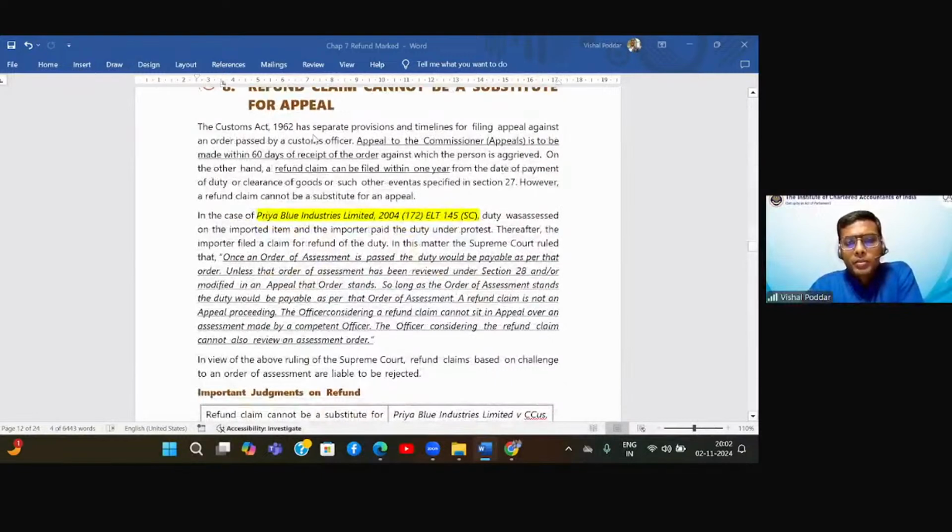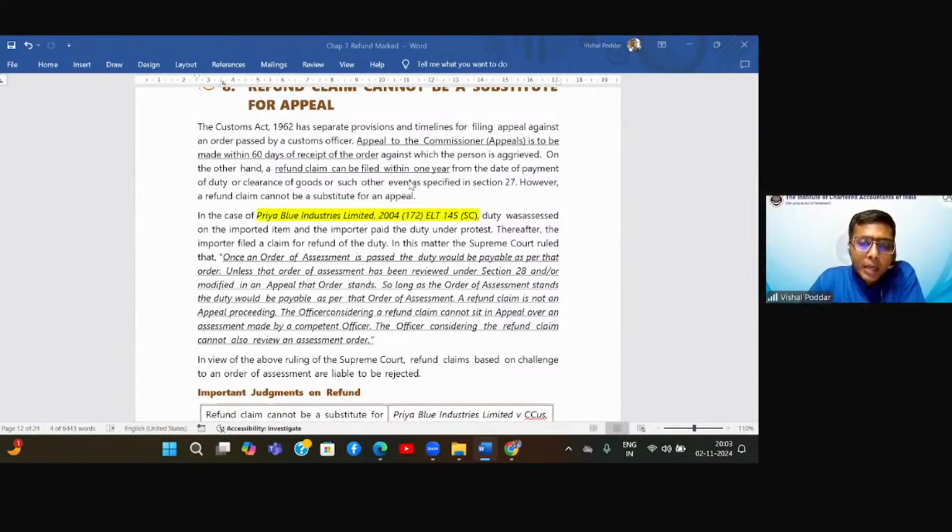The Customs Act has separate provisions and timelines for filing appeals against an order of customs. Appeal to the Commissioner Appeals can be filed within only 60 days. Now, this is part of the further chapters where we study the procedure relating to appeals and procedure relating to other customs department procedures. So over there, a 60 days time limit is given for preferring an appeal with Commissioner Appeals. 60 days will be counted from the date of receiving the order of the officer. Now, in such a scenario, as we have already studied, on the other hand, refund can be filed within 1 year from the date of payment. But can you substitute refund with appeal? That is, where some order was passed by the department which is against you, and now you want to contest it, you have only 60 days to prefer an appeal.